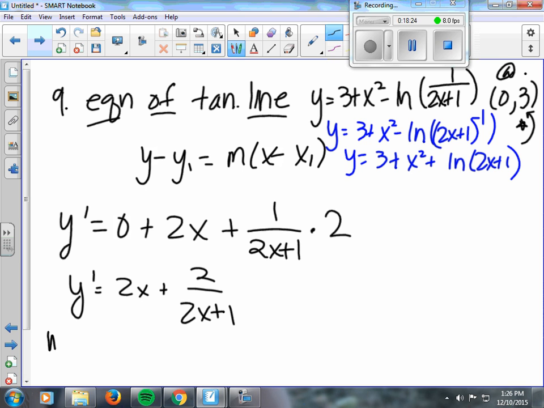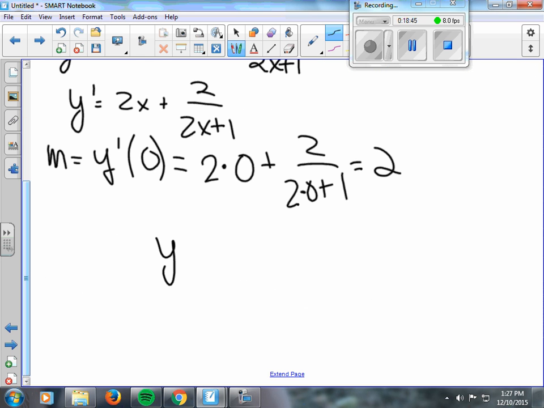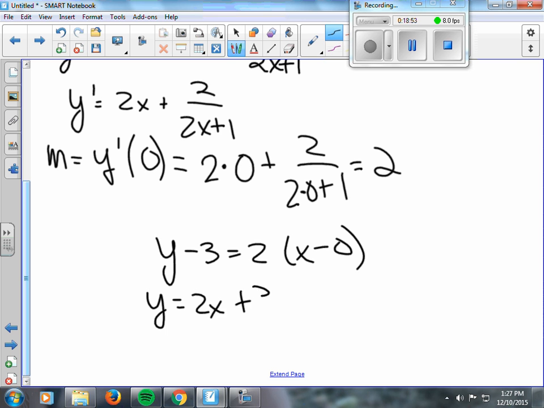So my slope is the derivative evaluated at the x-coordinate of the point given. Always evaluate the derivative to determine the slope. You always should plug in a number for x. That's 2 times 0 plus 2 over 2 times 0 plus 1. So that's 2. And now I can just fill into the equation. Y minus 3 equals 2x minus 0. Okay, well, that's 2x plus 3.